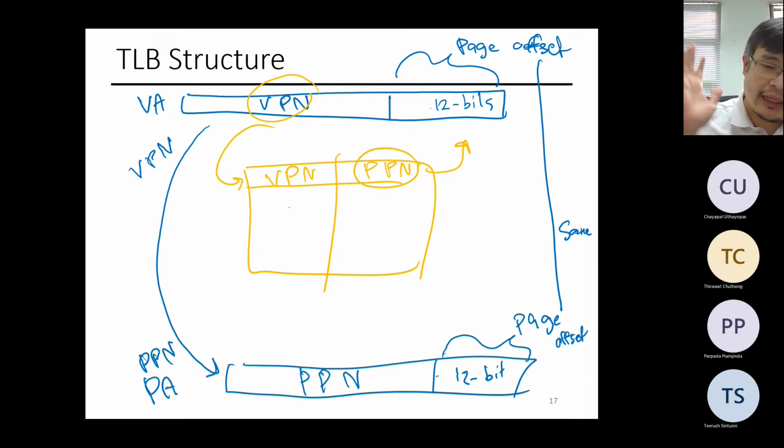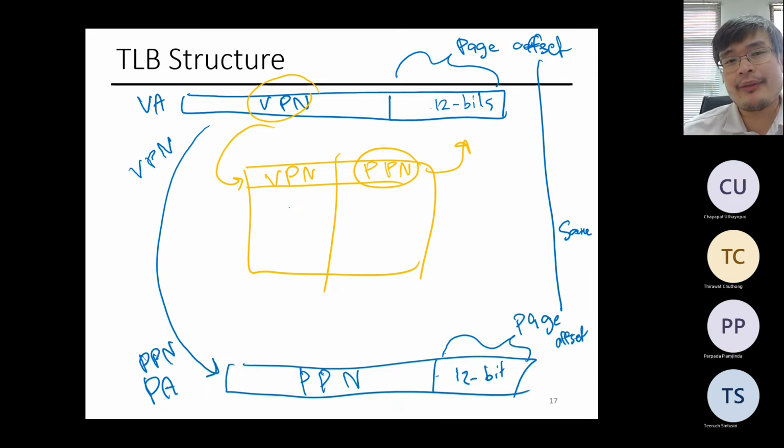Okay, so as I said, the one thing we can do to reduce the overhead of the translation is to have a cache called the TLB to basically cache the virtual page number, and you can get the physical page number out of that. So once you have the physical page number, you can plug in the page offset and you're done. You get your physical address.